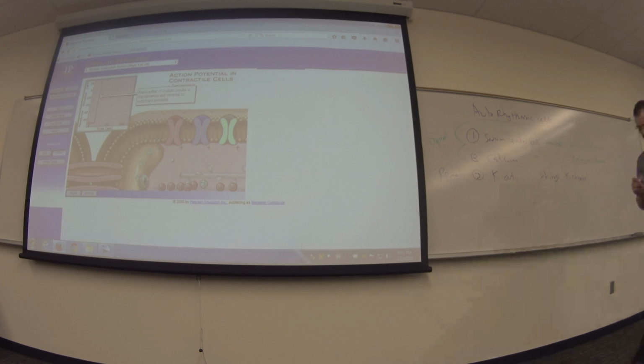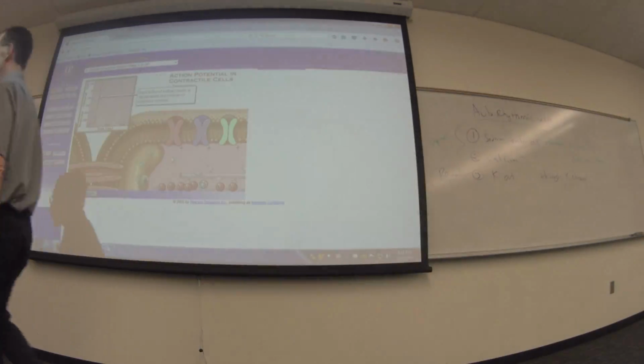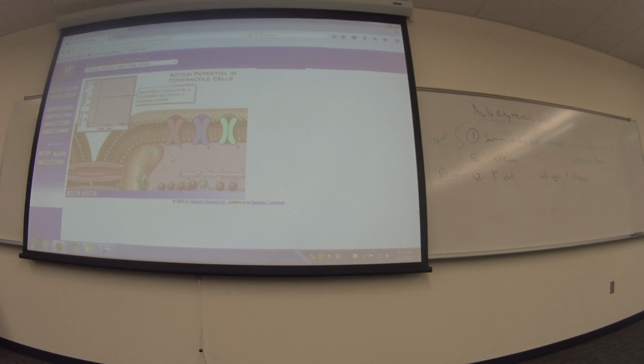Step 3. What do you think step 3 is going to be? Calcium. Calcium channel. Pretty close. Let's find out. By the way, let's look at our graph. Sodium came in, my graph goes up, right? I'm depolarizing.